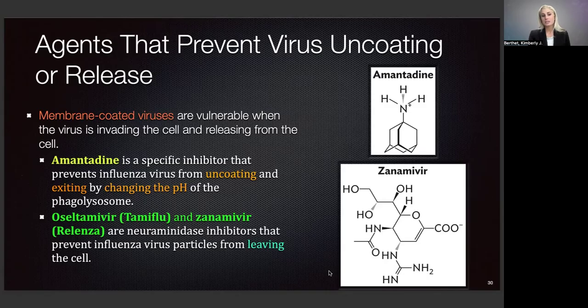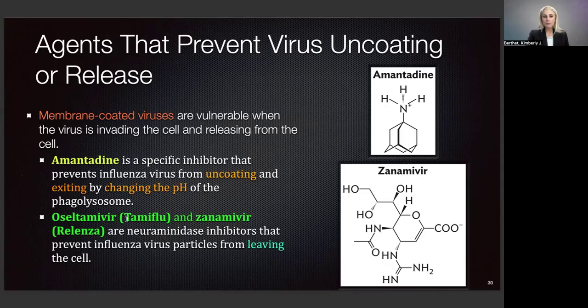So some of the unique things we can look at is membrane coating of the viruses. So looking at viruses that impact humans, we know a lot of times they bud out of the cell. As they bud out of the cell and take the membrane with them, we can prevent that activity.